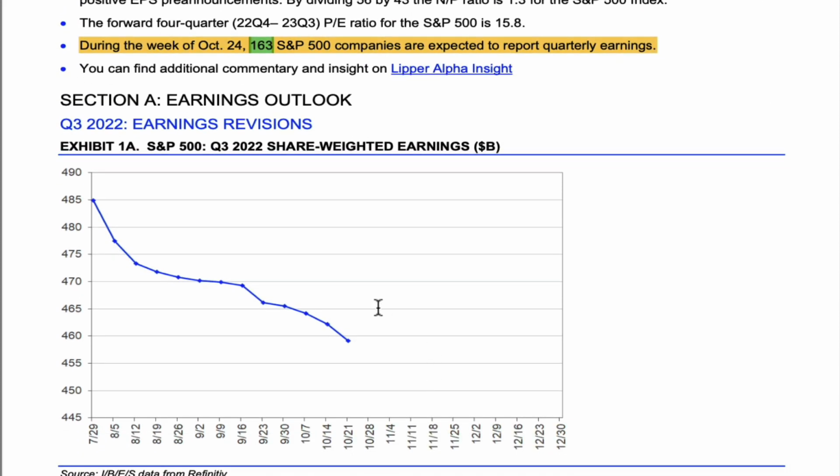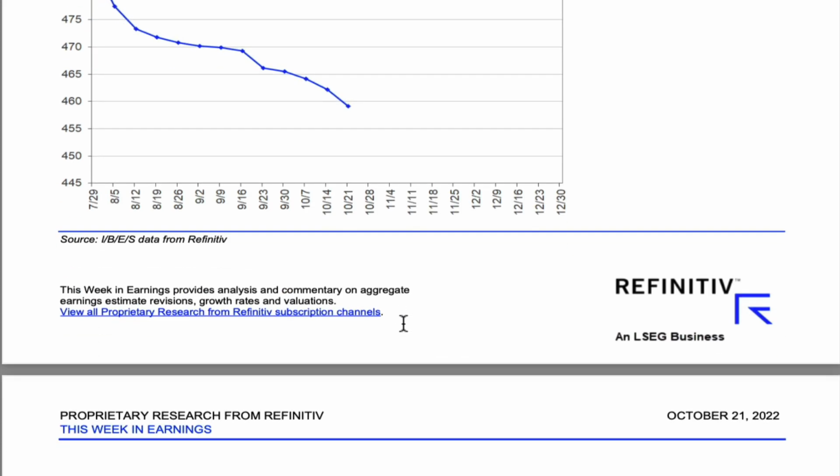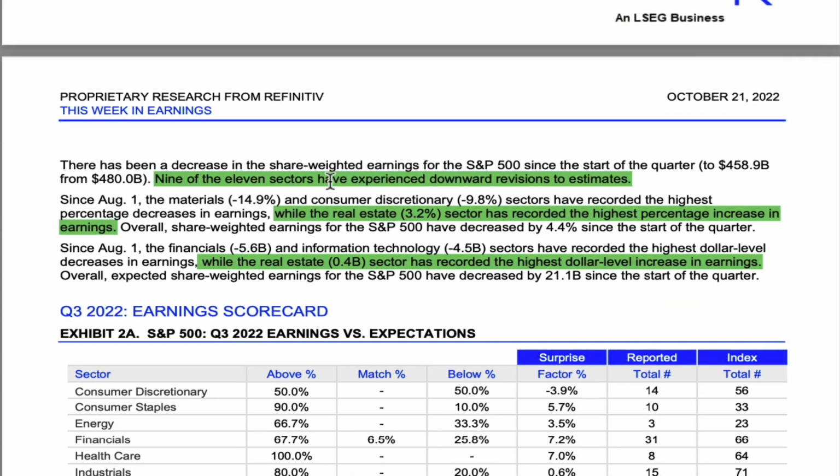This is troubling. Normally, after we have 20% of the companies reporting, we would have upward revisions going on because these are better than expected, but we're still heading down. Another week of earnings behind us, and down we go on the Q3 share-weighted earnings, still dropping. 9 of the 11 sectors have experienced downward revisions to estimates.